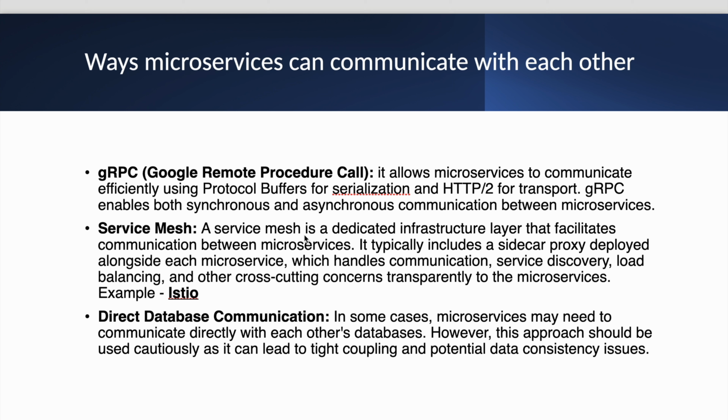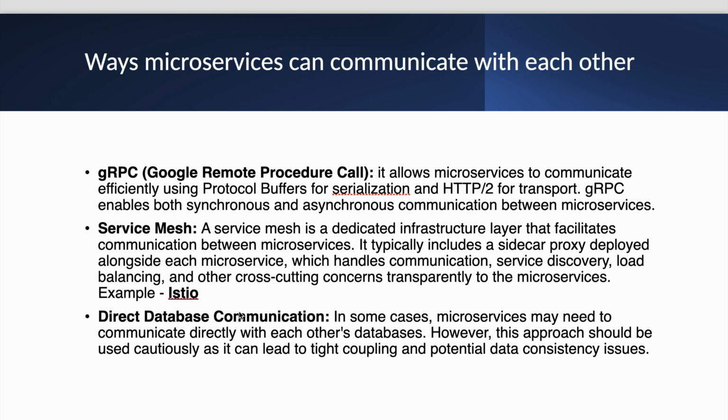The service mesh is a dedicated infrastructure layer that facilitates communication between the microservices. So we have different microservices. We have to deploy them somewhere, right? Suppose we deploy on Docker. Then when we deploy on Docker, for each microservice, we have to deploy the sidecar proxy as well. This will have the access to the host, the port number, or the service discovery, load balancing, cross-cutting concerns for each of the microservices. We can use Istio as an example for service mesh.